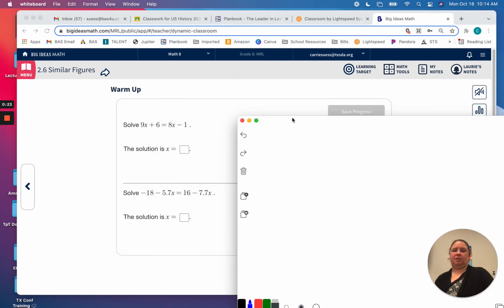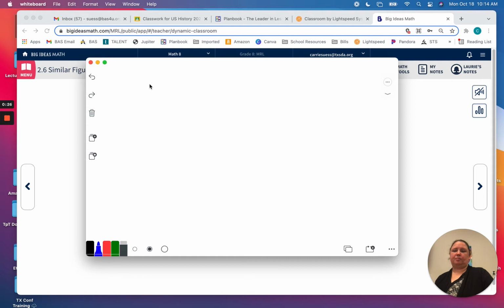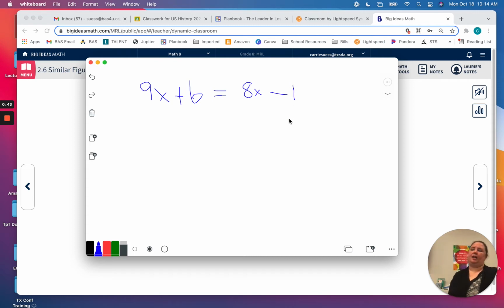9x plus 6 equals 8x minus 1. Okay, so it says solve for x. So all you have to do is combine like terms, remember? So let's move the stuff that needs to go on one side and then move the others. So let's move this 8x over here.